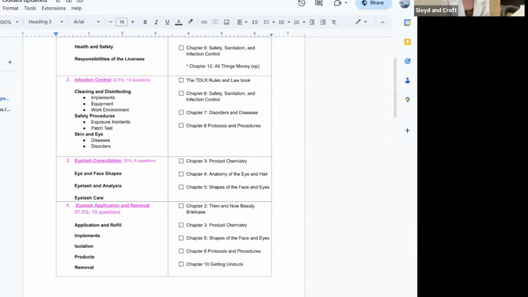The next chapter that we have is Chapter 3. This is product chemistry. In this chapter, it talks about the chemistry in beauty, ingredients in beauty products, effects of ingredients in beauty products, cyanoacrylate, humidity and pH, details of the adhesive and shelf life and bond, as well as frequently asked questions. Obviously, this is going to help you with that products section in that written exam.